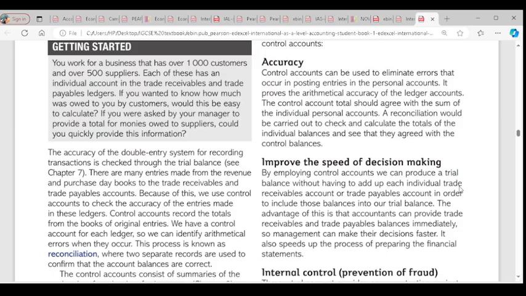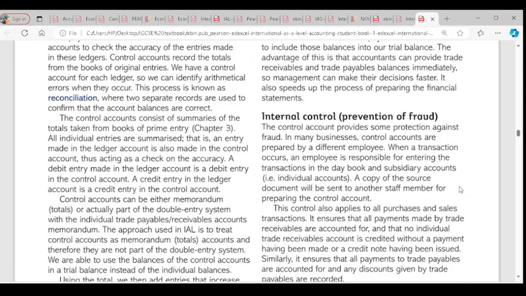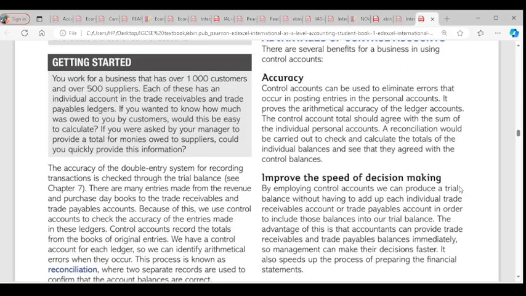So what are the advantages of having a control account? The first one, accuracy. It can help to eliminate errors posted in the individual accounts. Because you have the individual sales ledger accounts and the individual trade payables accounts, you put them together. So the balance in your sales control account must equal the balance in the trade receivable ledger account. If they are not equal, it means you need to find the difference. And as soon as you work out the difference between them, you might be able to understand where the error is coming from.